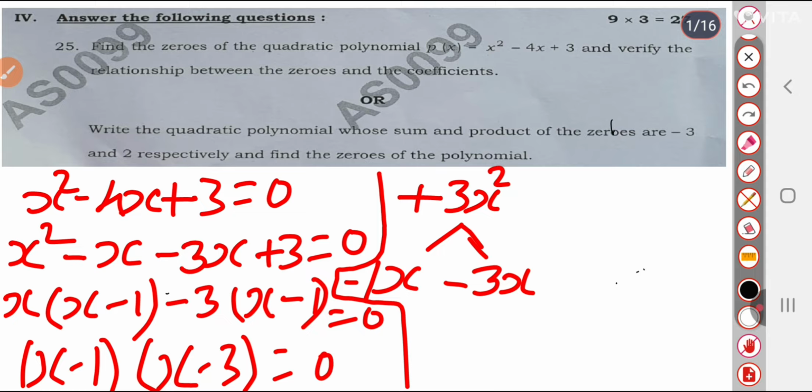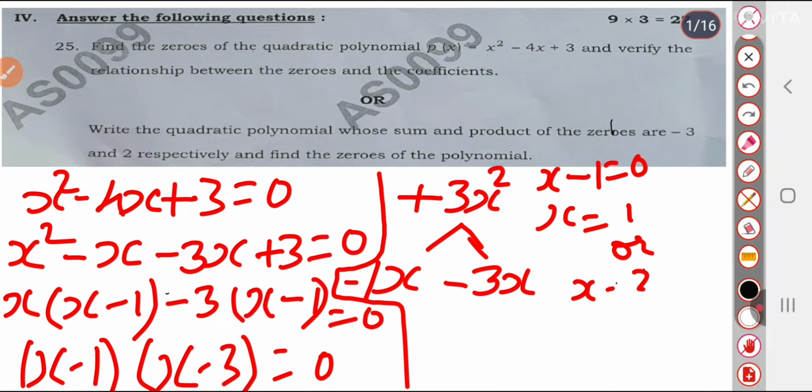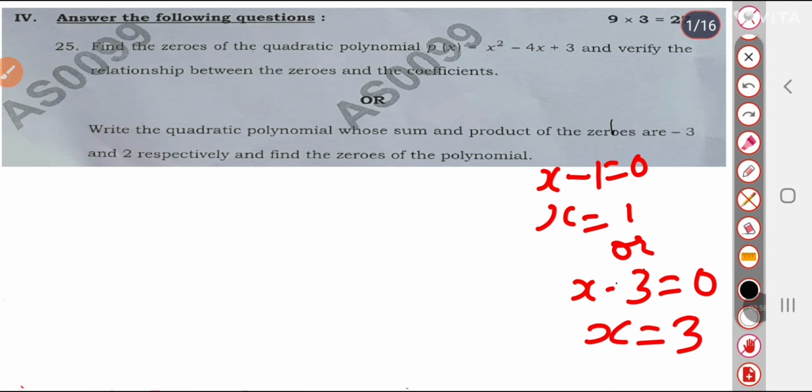So what are the zeros? X minus 1 is equals to 0. That is x is equals to 1, or x minus 3 is equals to 0. So x is equals to plus 3. So what are the zeros? 1 and 3 are the zeros. Now, one zero is 1 and another one is 3. That is alpha is 1 and beta is 3. Now we have to verify the relationship between the zeros and the coefficients.